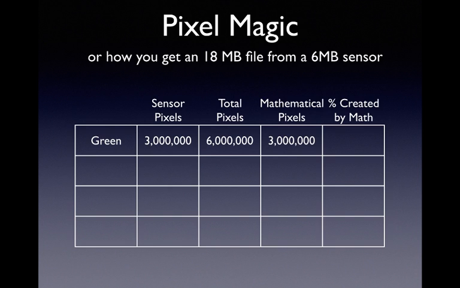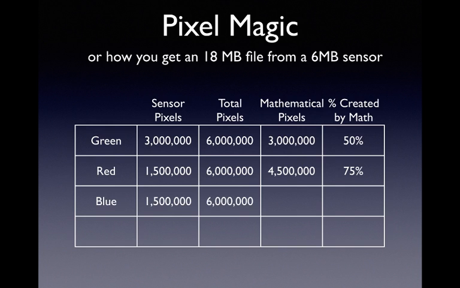Discouraging, isn't it? It gets better. Half of your green is figured out by math. When we come to red, remember, red is a half of the green. So there's only 1,500,000 pixels that are red. You still need 6 million of them. You need a red at every single site. That means 4,500,000 of them are developed by math. 3/4 of the red of your image is created by math. Not something you took, not something that got counted, faked by math.